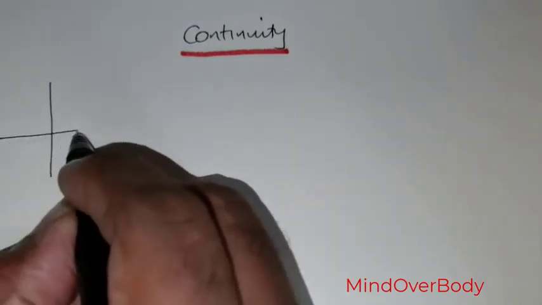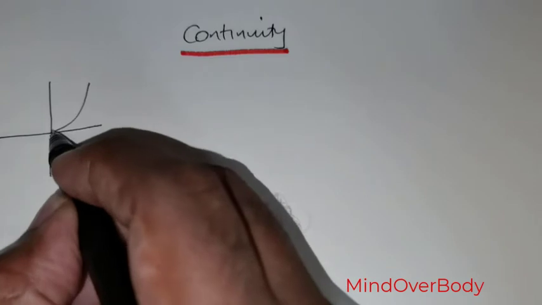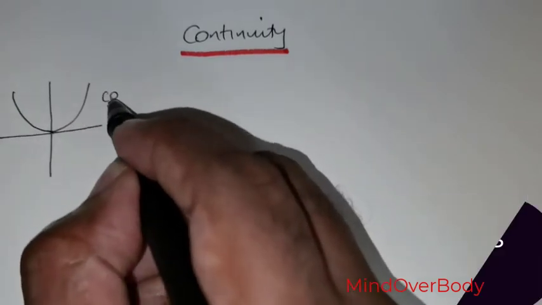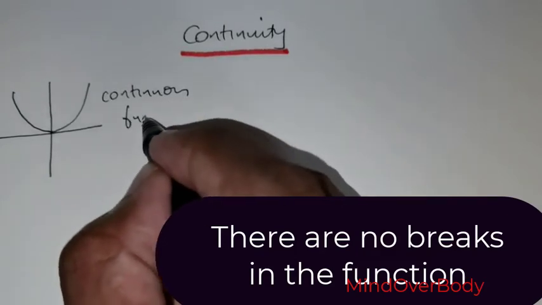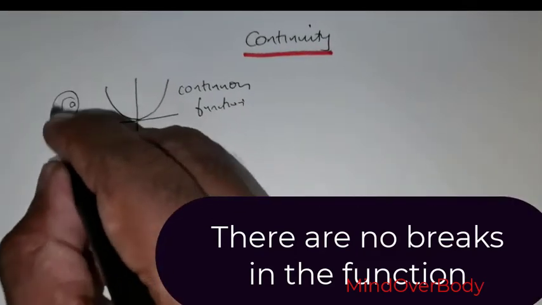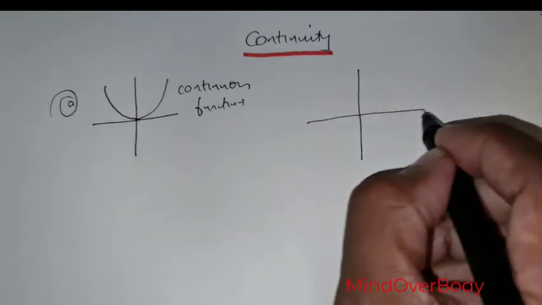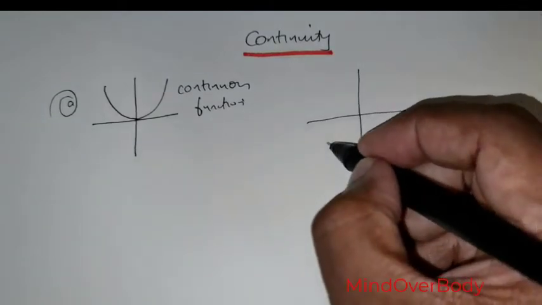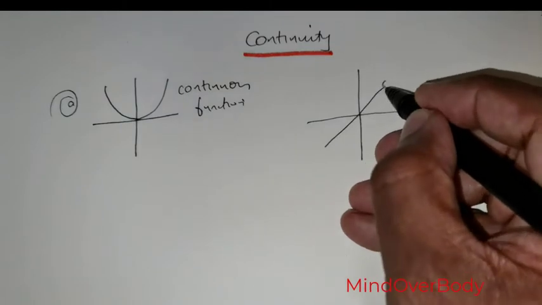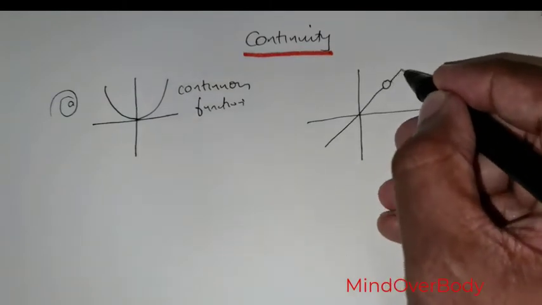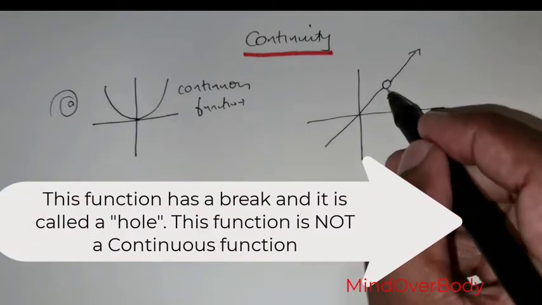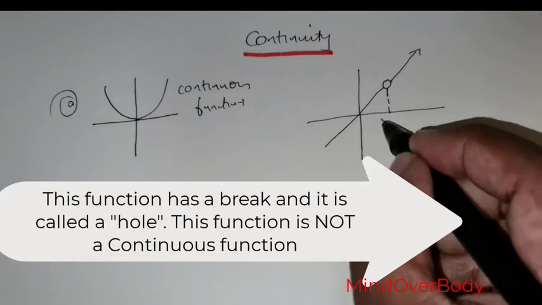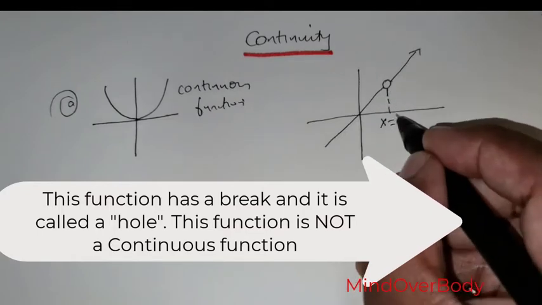Now foremost I would like to give you a few examples. Now this is a continuous function. And let me give you another example. Imagine as the function is progressing, there is a break and the function is moving on. Now this is a function which is discontinuous at a point x is equal to a.